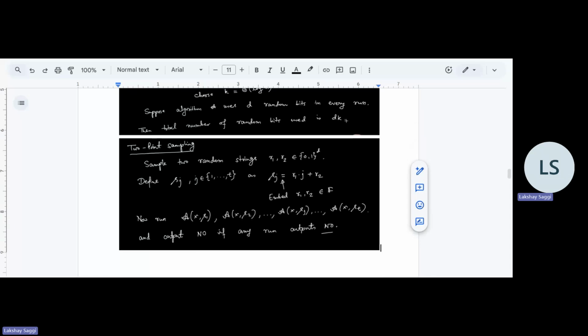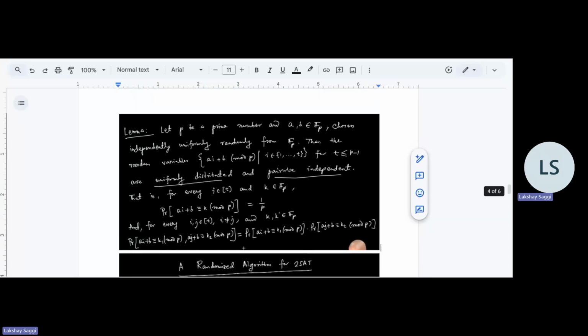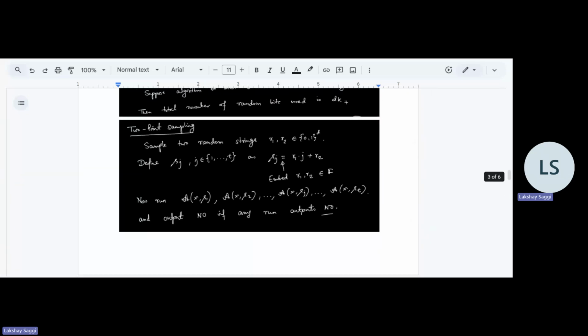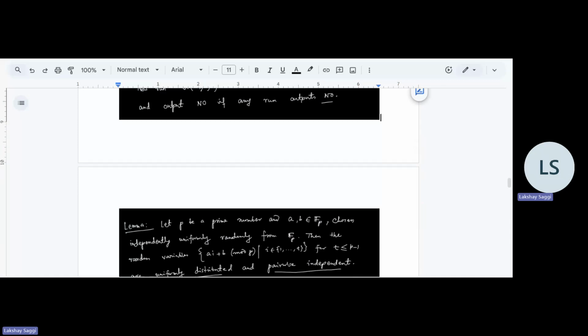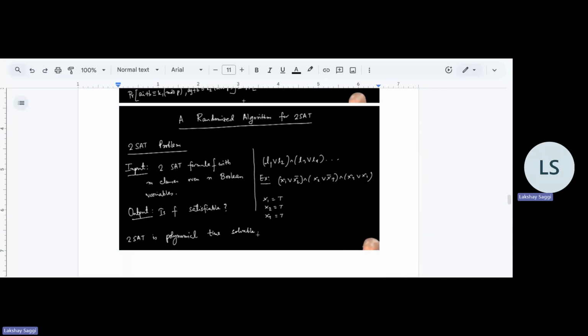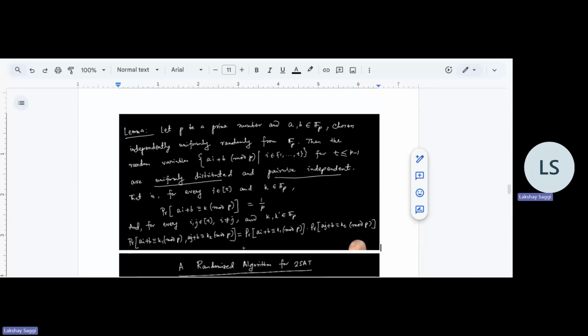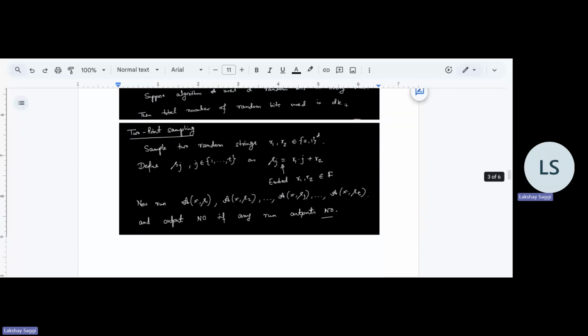What one can do is, instead of using these D times k random bits, the 2-point sampling technique provides an idea so that one just uses 2D random bits instead of D times k random bits. So using 2-point sampling, you can run the algorithm k times, but you'll just be using 2D random bits instead of D times k random bits.